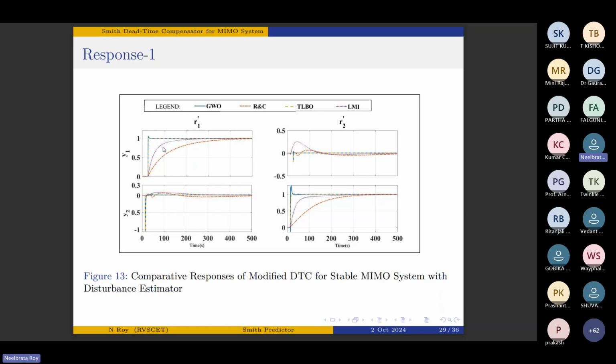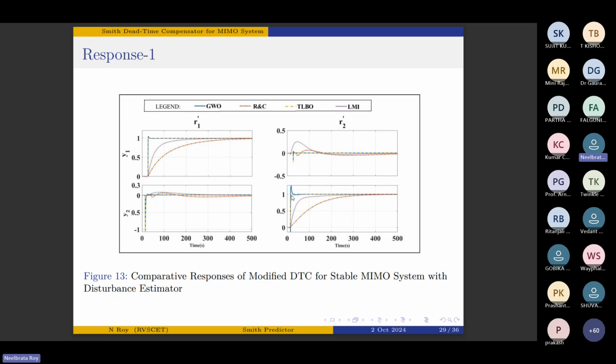These are the two outputs, Y1 and Y2, the outputs of the decoupler. We can see that the intermediate outputs are nearly zero. That is, we can say both the systems are decoupled. We are getting decoupled output.